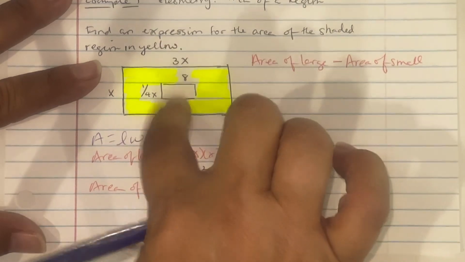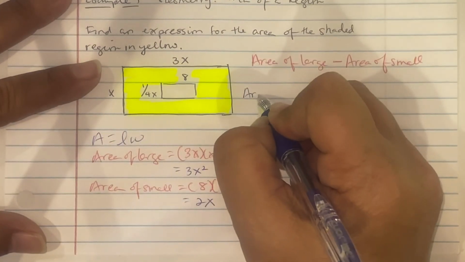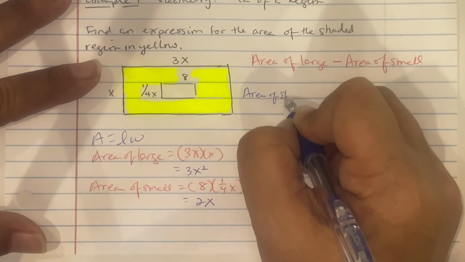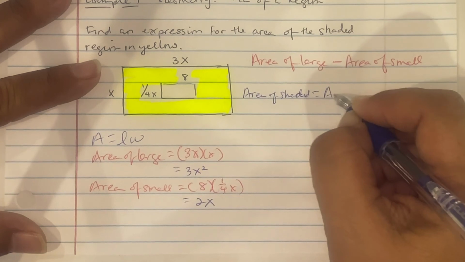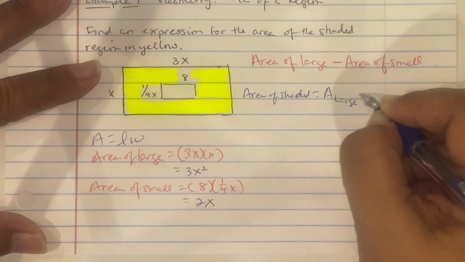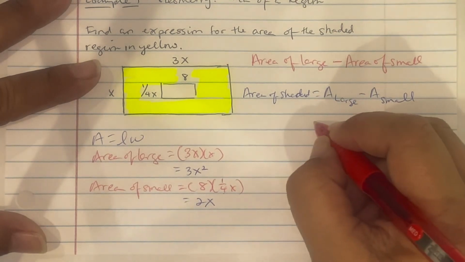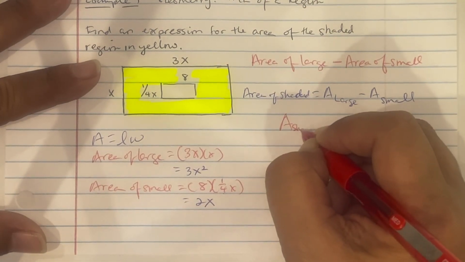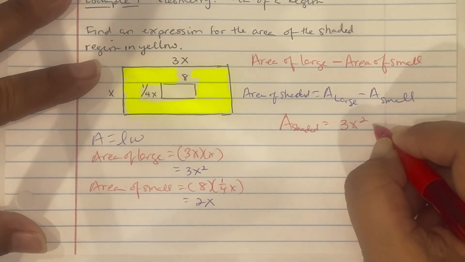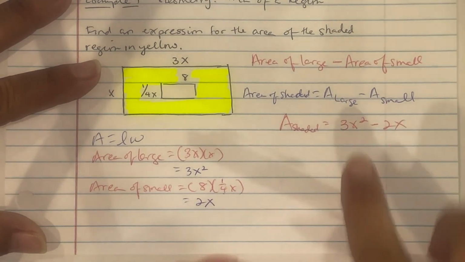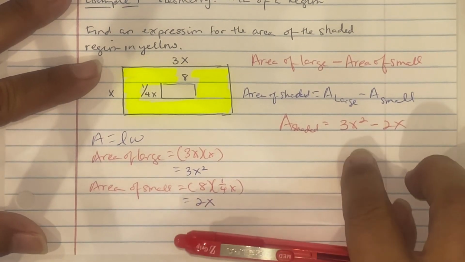So we have our area of the large, area of the small, and they want an expression for the area of the shaded region. So area of shaded is going to be the area of the large minus the area of the small. So area of the shaded equals 3x squared minus 2x, the large and the small. That'll give you the area of the shaded.